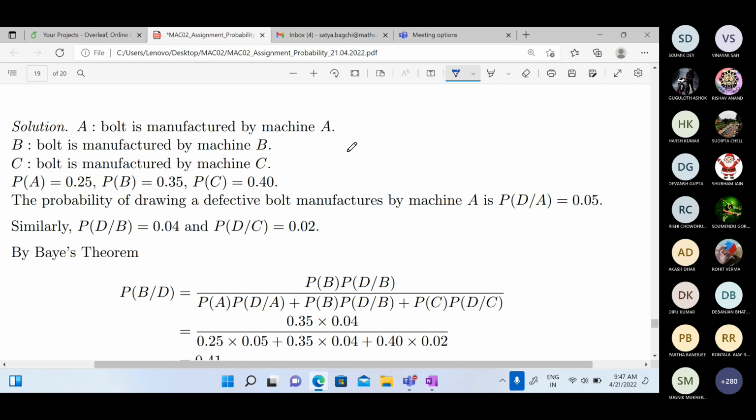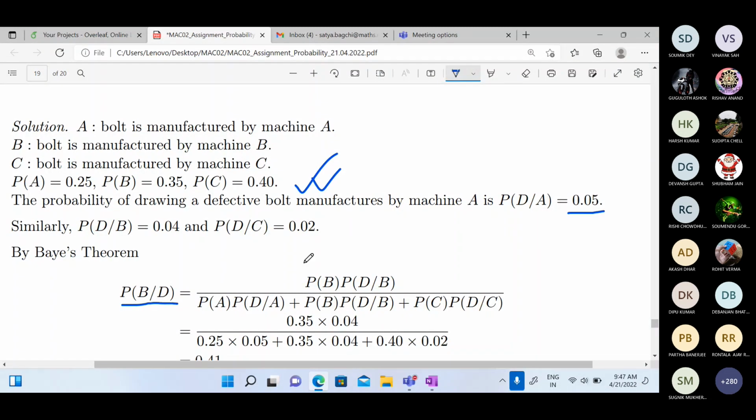Now you see the probability of A is given as 25%, which means 0.25. Similarly, probability of B is 0.35 and probability of C is 0.40. I hope up to this there is no confusion. Now our target is to find the probability of B given D. The probability of drawing a defective bolt manufactured by A, that is probability of D given A, is given as 0.05.